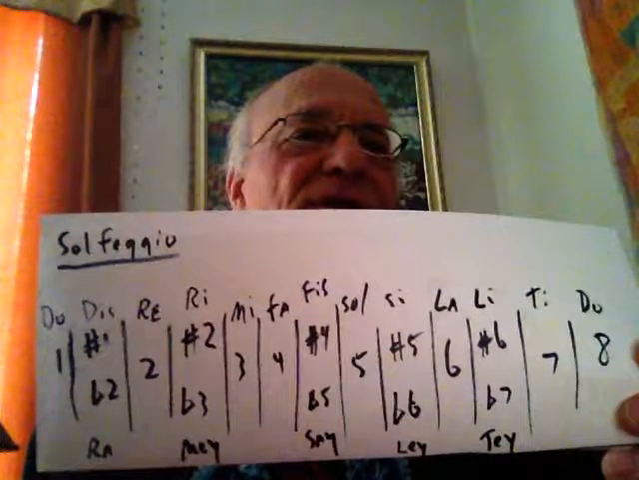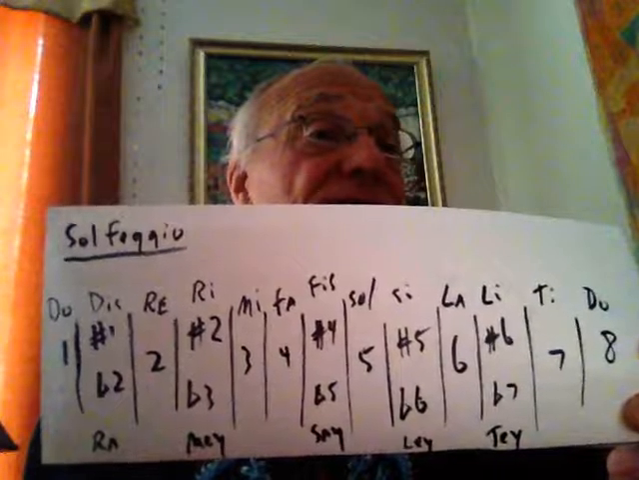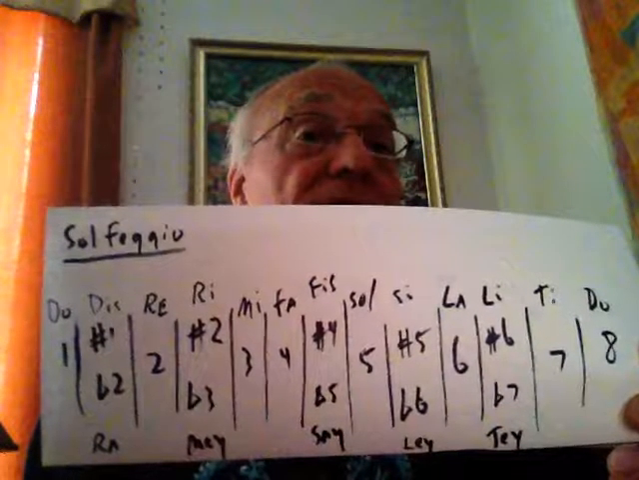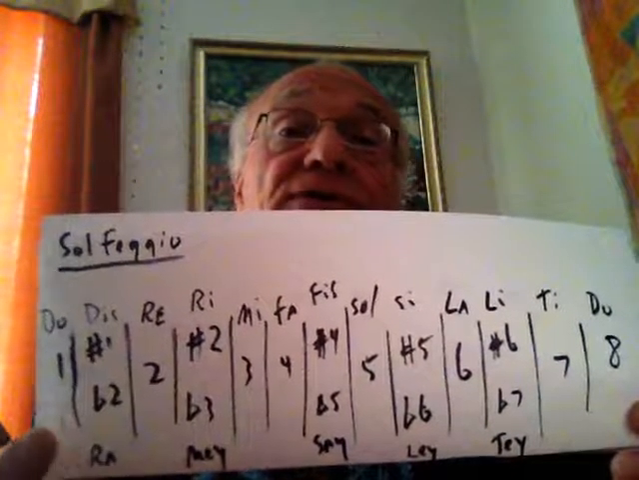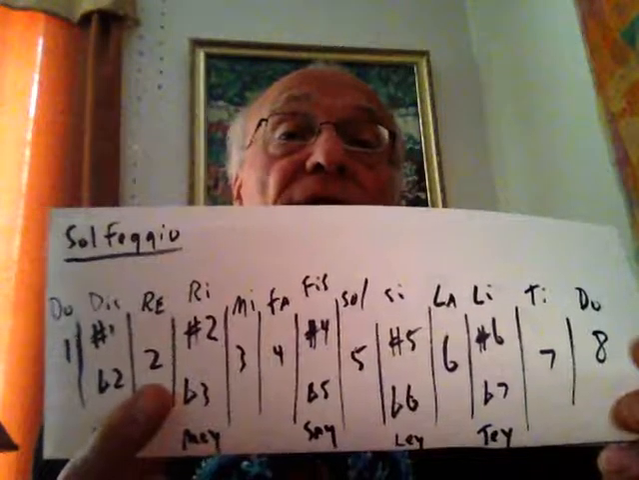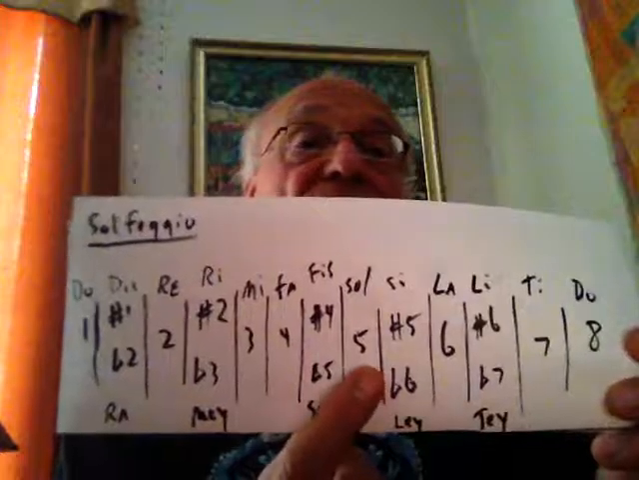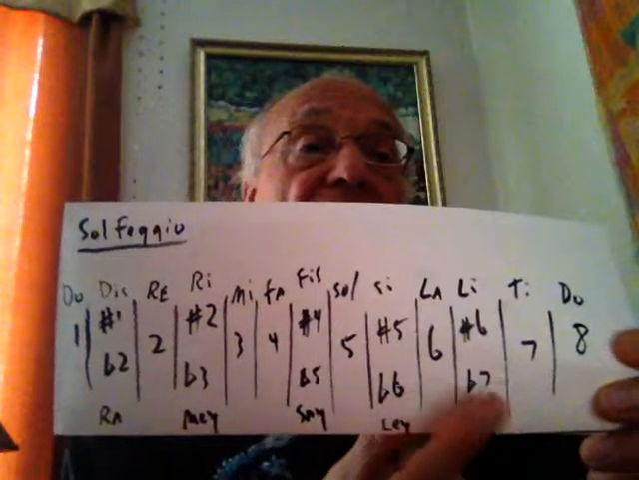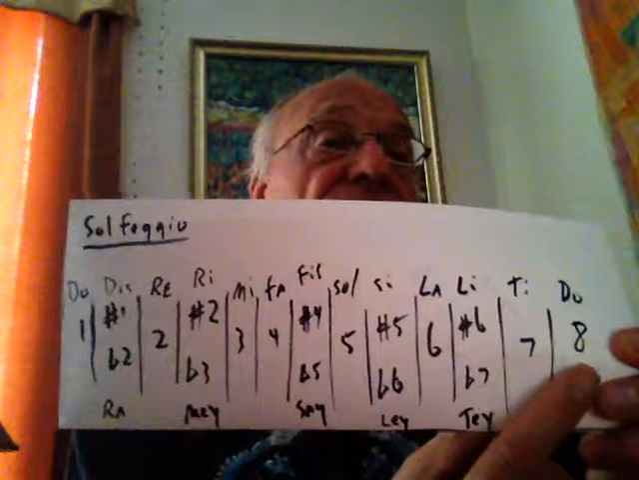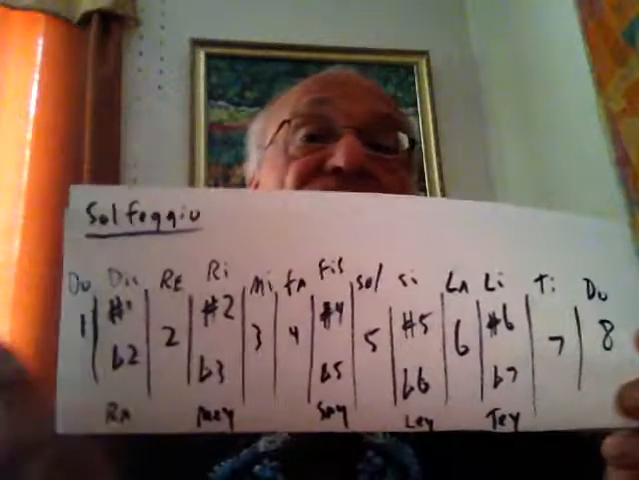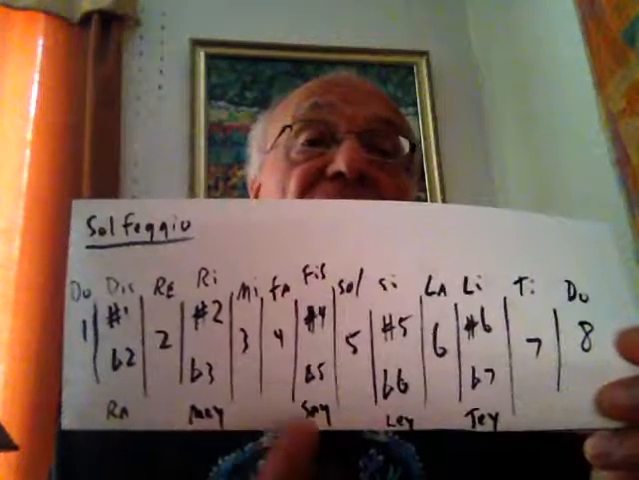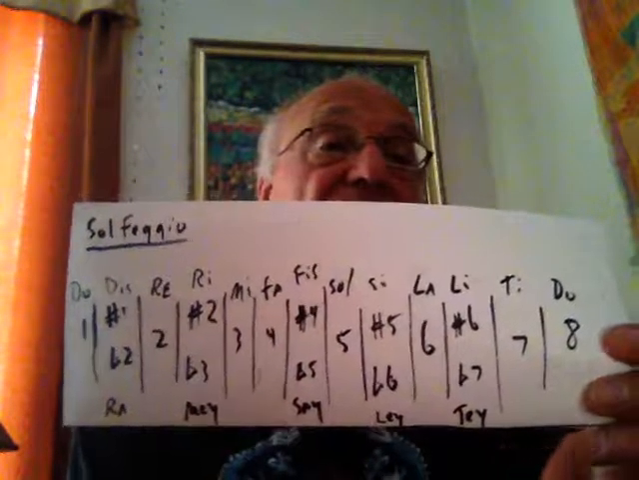By the way, once again, you need to pause it and write this down. Please do, so then you can have it for your own records. Do, re, mi, fa, sol, la, ti, do. Okay, so that's our major scale. Do, re, mi, fa, sol, la, ti, do.